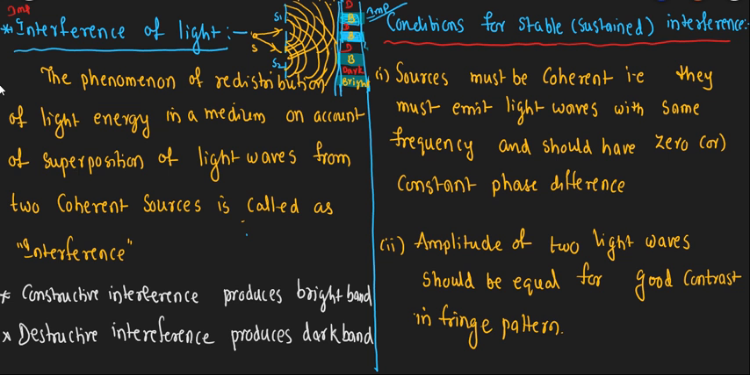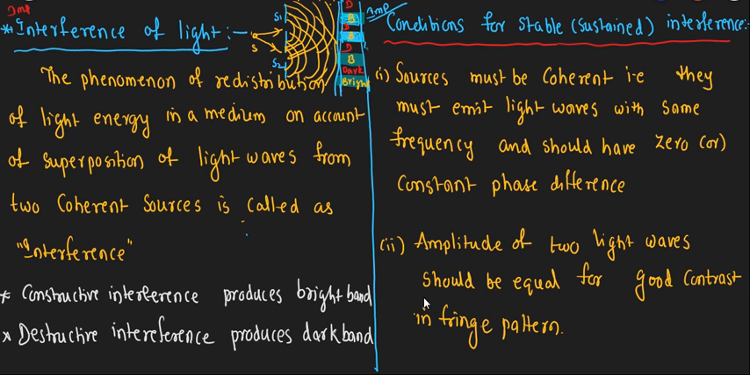If you want to obtain sustained, stable interference clearly, then what are the conditions? The first point is that the sources must be coherent. Yes, for interference, the sources must be coherent. Coherent means the sources must emit light with the same frequency and zero or constant phase difference.